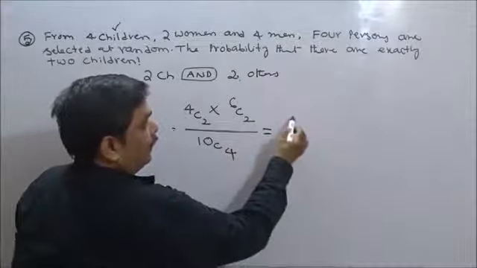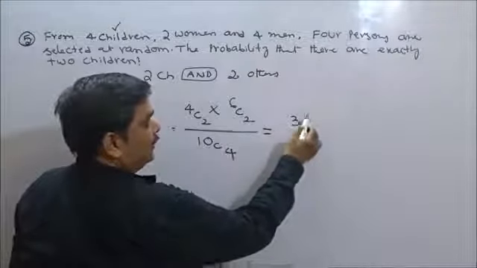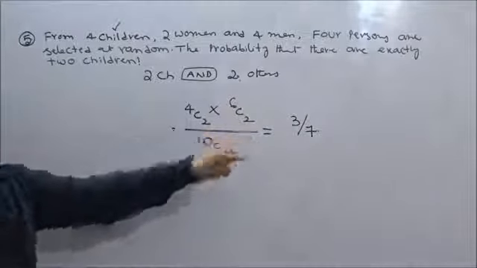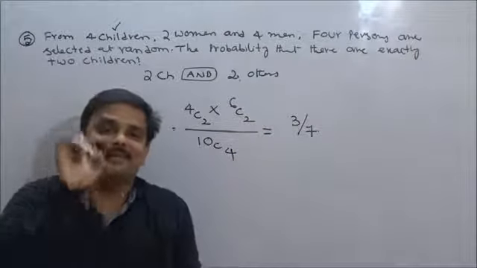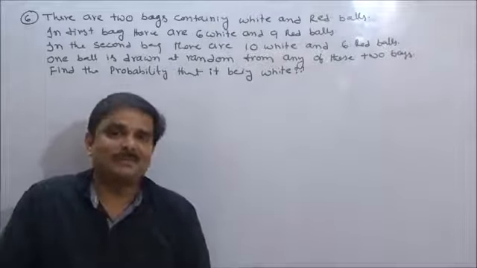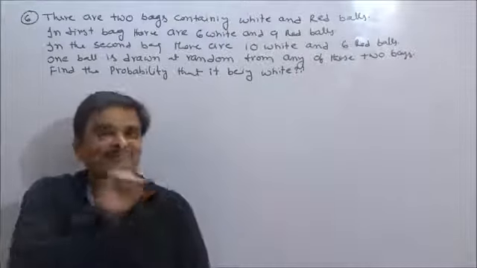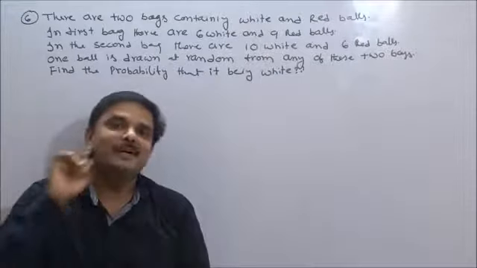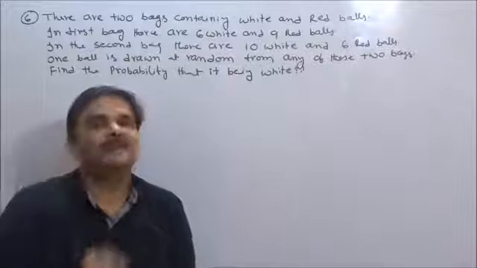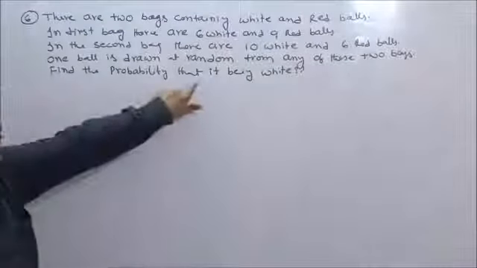You will get, I think, 3 out of 7. Just simplify this one. 3 out of 7 probability is the right one. Now, it's a good question, students. Many students have got confused. I've taken this question from the previous papers only. Only the numbers have changed. Okay, many students got confused.